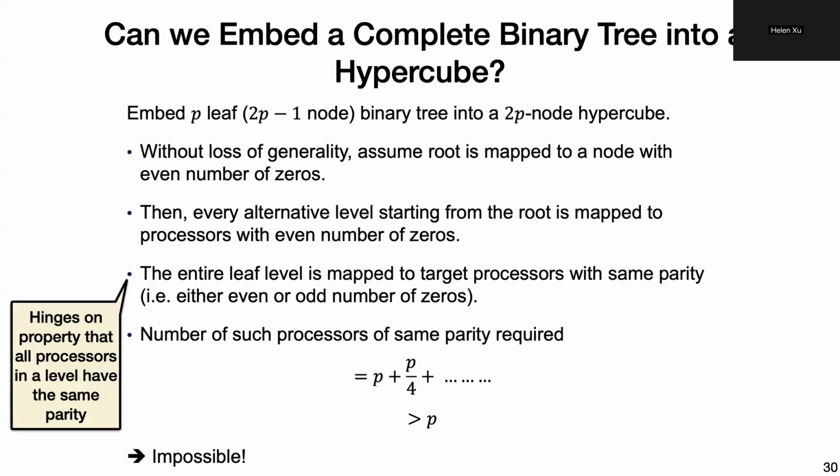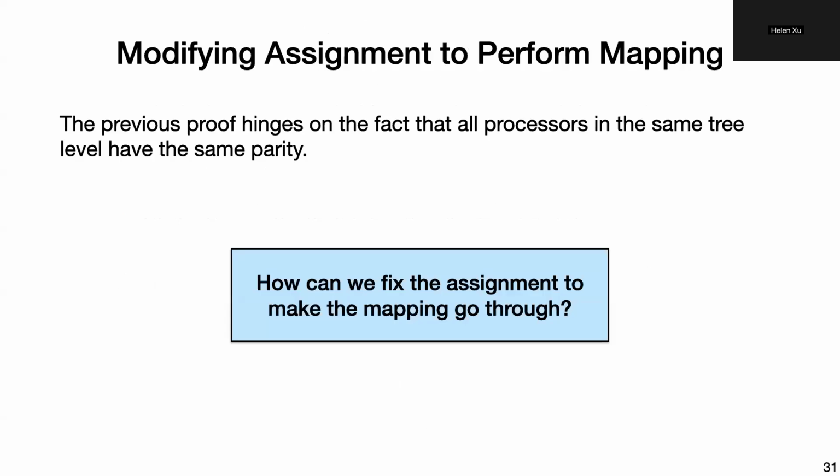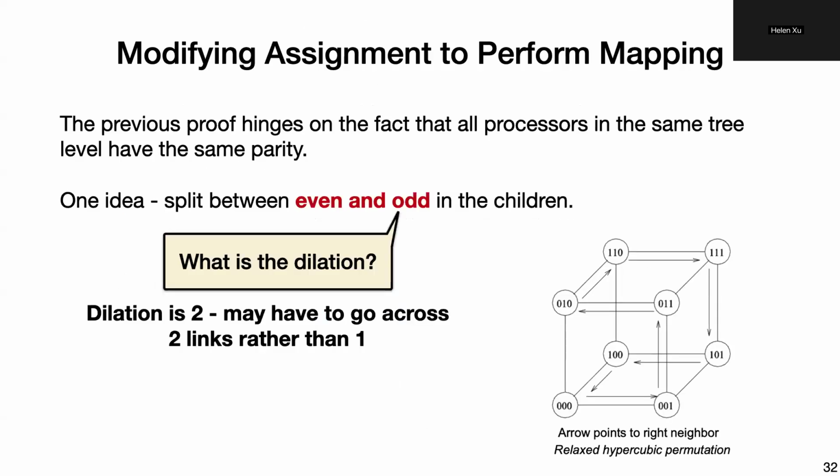Yeah, and that hinges on the property that all processors in the level have the same parity. So maybe we can try to relax that. Right, we're gonna fix this assignment. One possible way is, the initial way we're doing the simple assignment is we just assign the opposite parity in the next level. We can try to split between even and odd parity in every level.